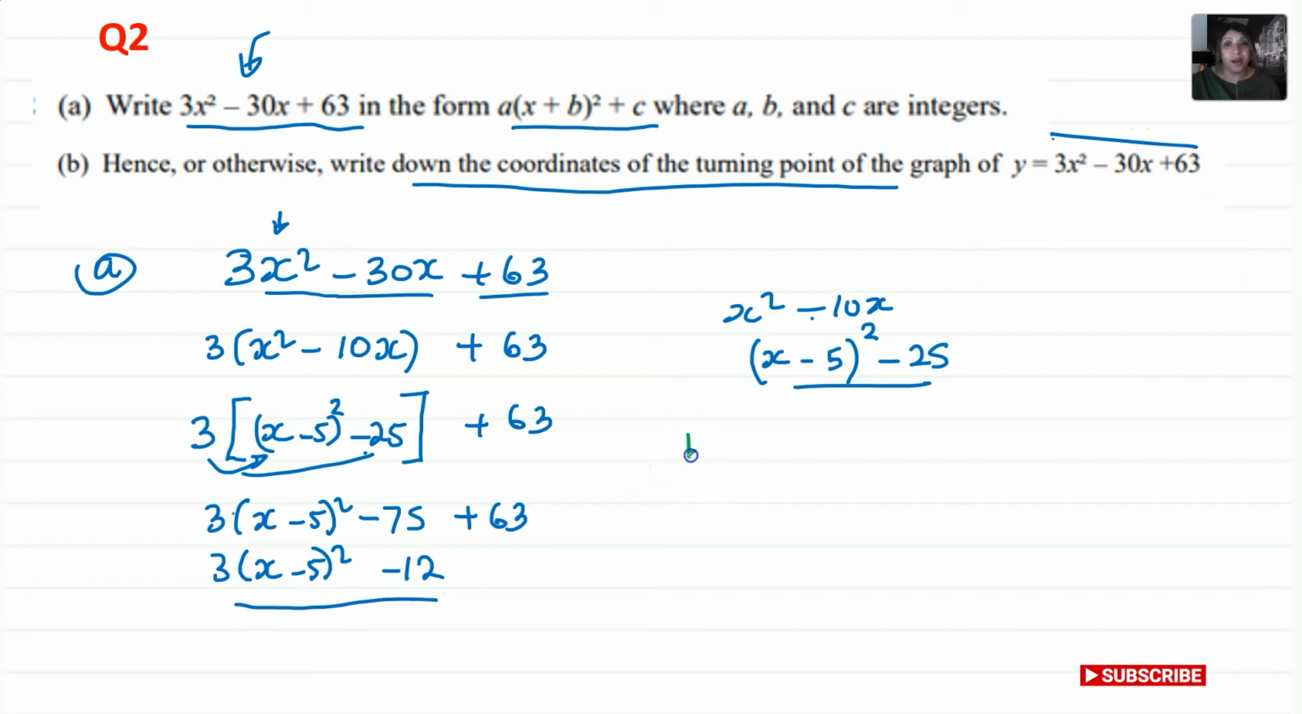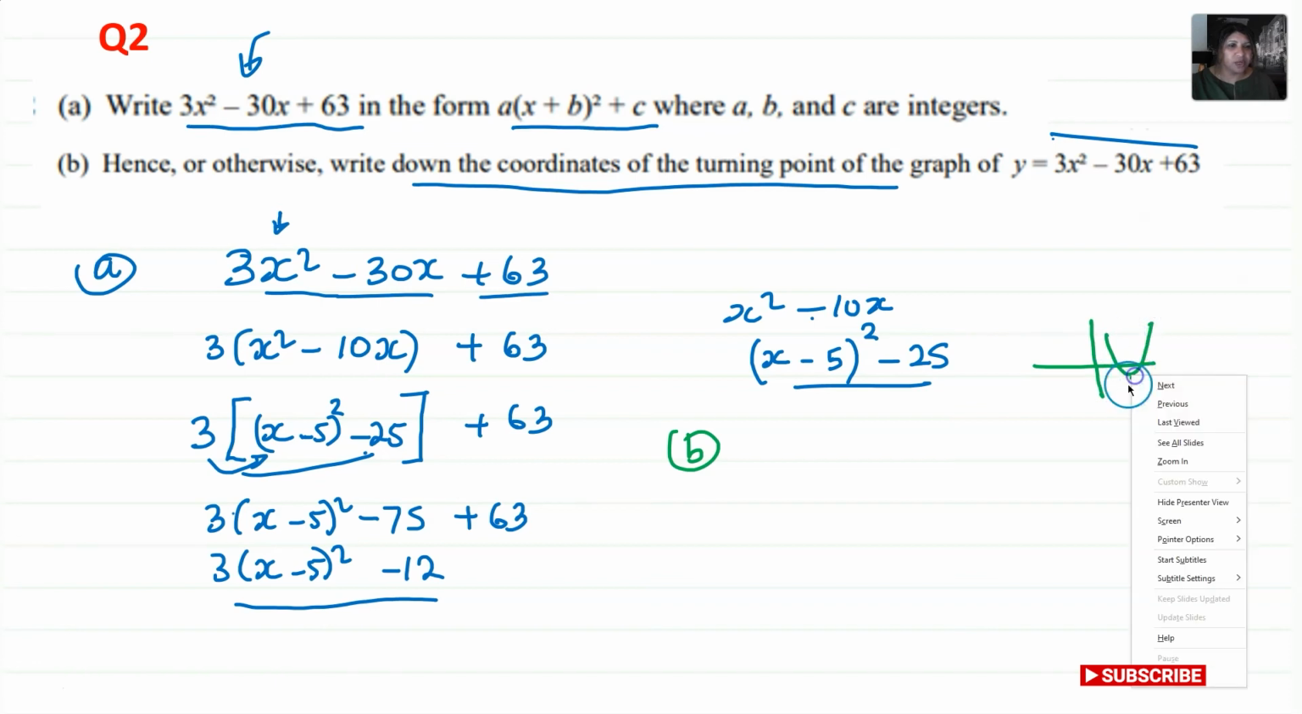And now for part B, we're asked to write down the coordinates of the turning point of the graph. So if we were to graph this expression, y equals 3x squared minus 30x plus 63, which is the same as that, where will be the turning point? So what is the turning point? Well, it's where the graph would turn. So for example, if I graph like this, this is the turning point. So I need to find what that coordinate is. If I had it like this, that would be the turning point.